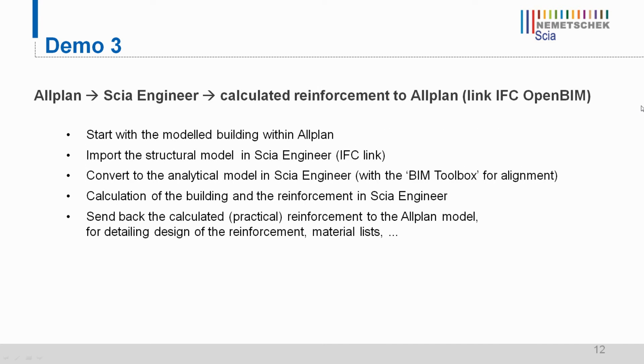And lastly, we will also show a third model which explains the exchange between Allplan, Scia Engineer, and again to Allplan. So we'll start with a model in Allplan, send it to Scia Engineer through the EFC link. We will convert the model in Scia Engineer to an analytical model, to something we can calculate. We will use the BIM toolbox for this. And after this has been calculated and we will calculate some reinforcement, we are going to send it back to Allplan to use this reinforcement that Scia Engineer made to do some final operations.